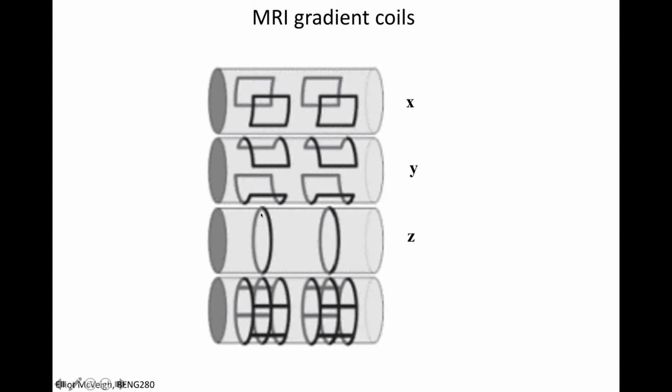Now, it's important to know that even though X and Y coils are going to make linear field gradients in the Z magnetic field, it's easiest to understand in the Z coil. We'll look at X and Y in a minute.